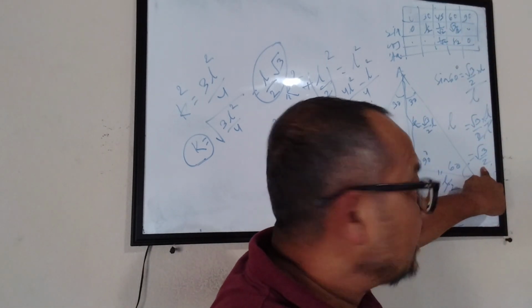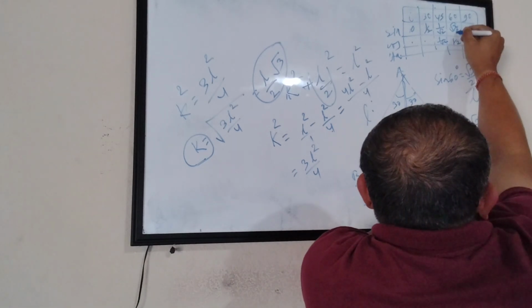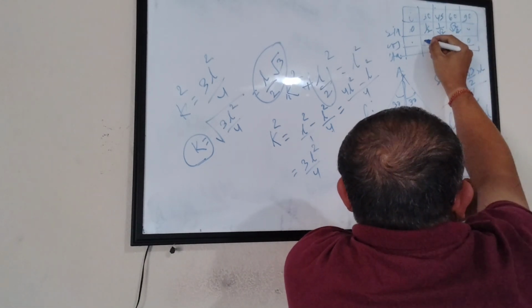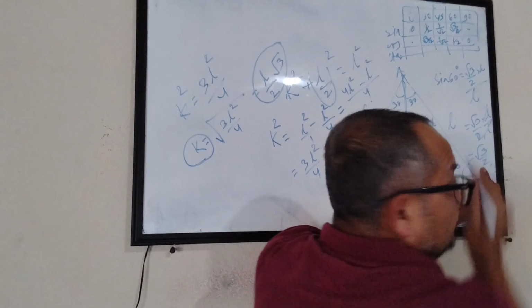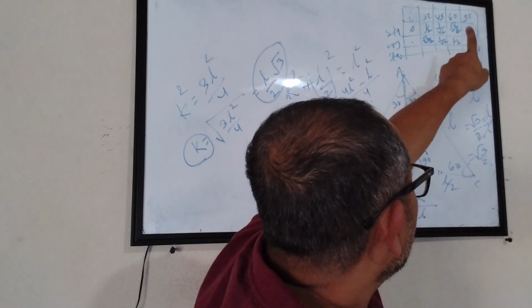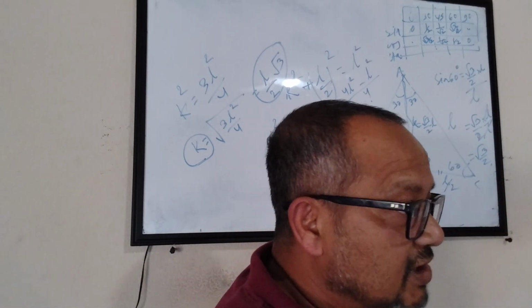Now sine 60 is root 3 by 2, that will be equivalent to cos 30. So root 3 by 2. Now sine 90 equals how much?